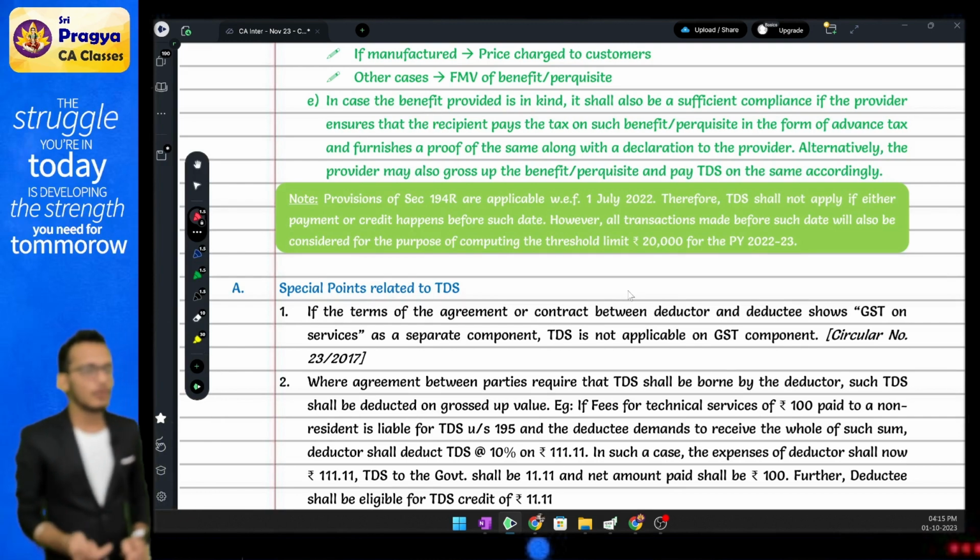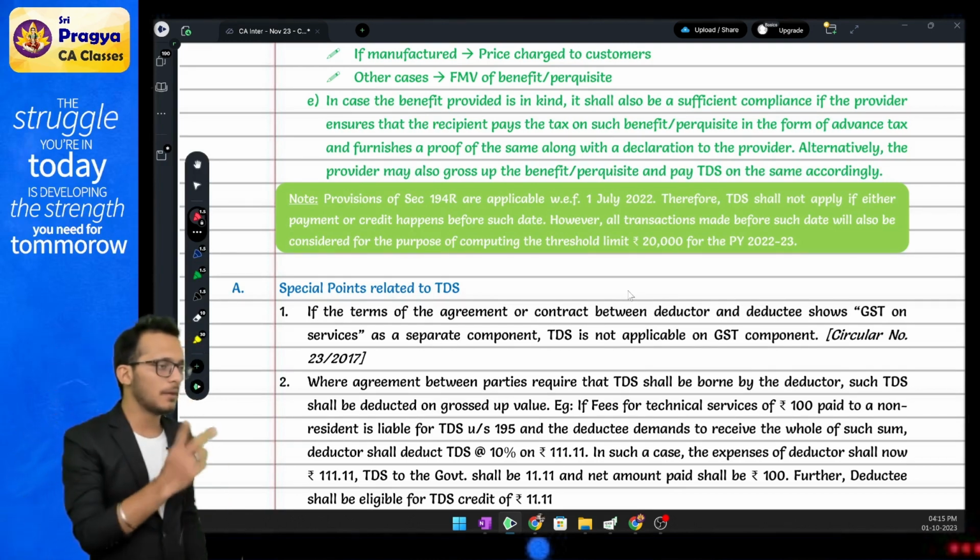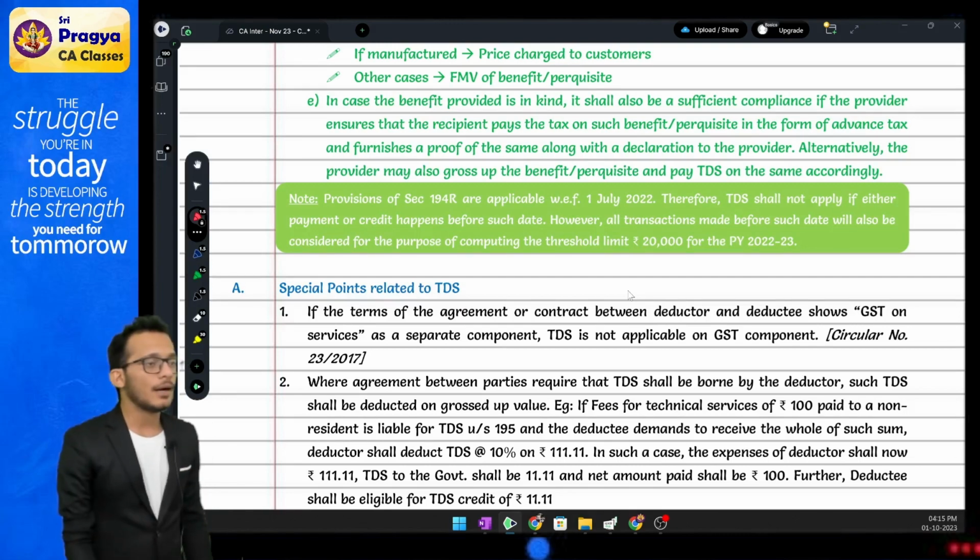Rahul, if I don't deduct TDS on time, what will happen? I will have to levy interest at the rate of 1% per month or part thereof. Rahul, if I deduct TDS but forget to deposit it to the government, it is 1.5% per month or part thereof.